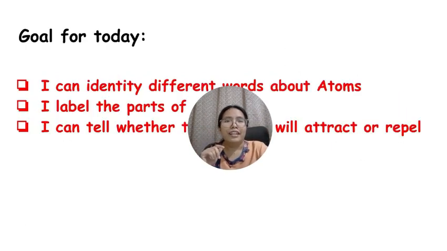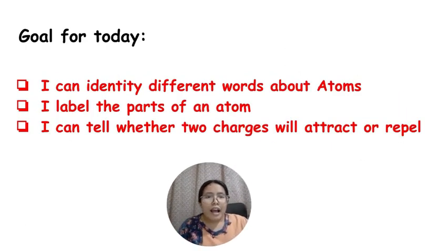Okay? So, let's see if we have reached our goal for today. I can identify different words about atoms. So, ang dami nating natutunan about atoms. Yung atoms bilang building blocks. Sila din yung mga tiny objects. Tapos ano pa natutunan natin sa atoms? Ang atoms may protons, electrons, neutrons, at nucleus. At yung nag-hold sa kanila. So, we have the nuclear energy. Okay, so ang dami nating natutunang words about atoms.